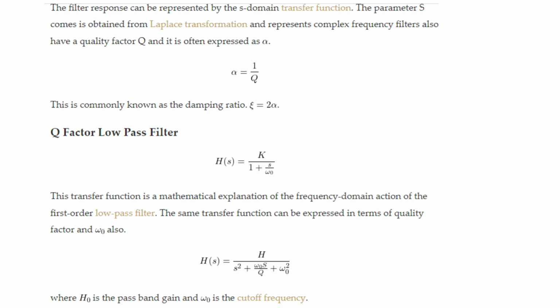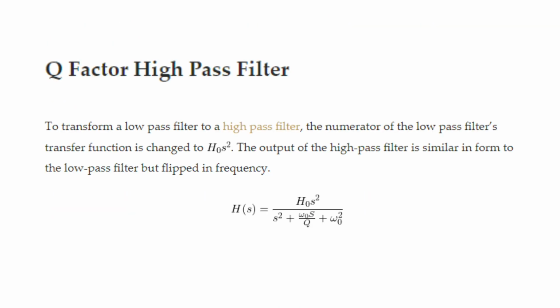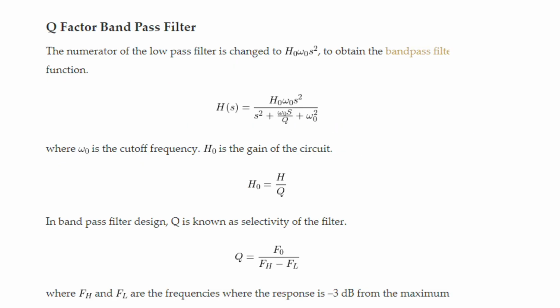The same transfer function can be expressed in terms of quality factor and omega naught also. So H of S is equal to H naught divided by S square plus omega naught S divided by Q plus omega naught square. Here H naught is the pass band gain and omega naught is the cutoff frequency. And the Q factor of the high pass filter: the numerator of the low pass filter's transfer function is changed to H naught S square. The output of the high pass filter is similar in form to the low pass filter but flipped in frequency. So H of S equal to H naught S square divided by S square plus omega naught S divided by Q plus omega naught square.